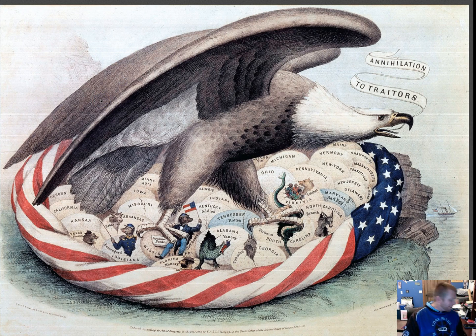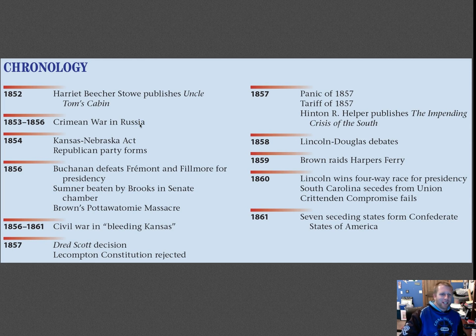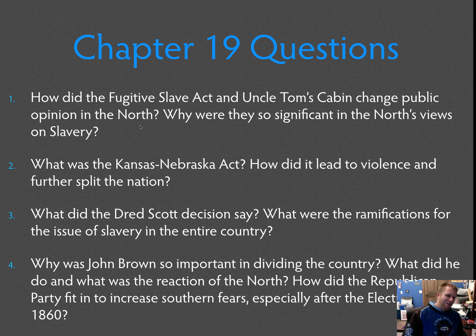So here's a very famous one, the Eagle's Nest in 1861. Kind of shows these traitors, these snakes there. They're trying to ruin our country. And so it's calling for annihilation to the traitors. Here's a little timeline of the cause of the Civil War and some practice questions if you want to test your mettle and see how well you can do.